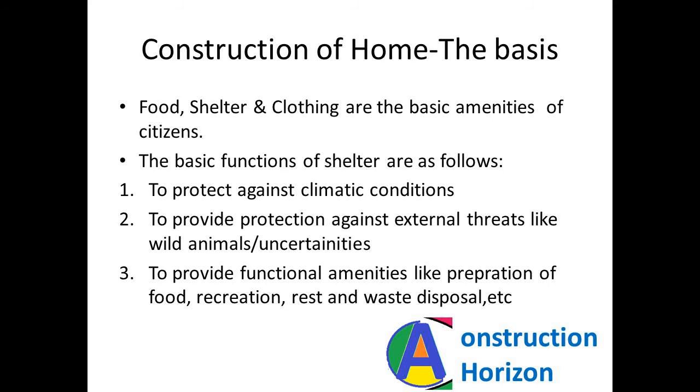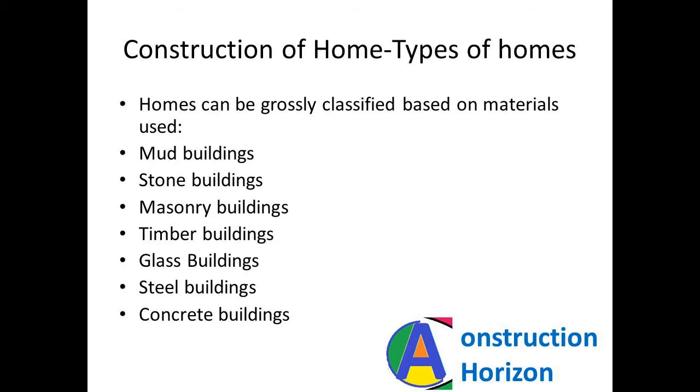So, food, shelter, and clothing are the basic amenities of citizens. The basic functions of shelter are to protect against the climatic conditions, to provide protection from external threats, and to provide a place for food and recreation, etc.